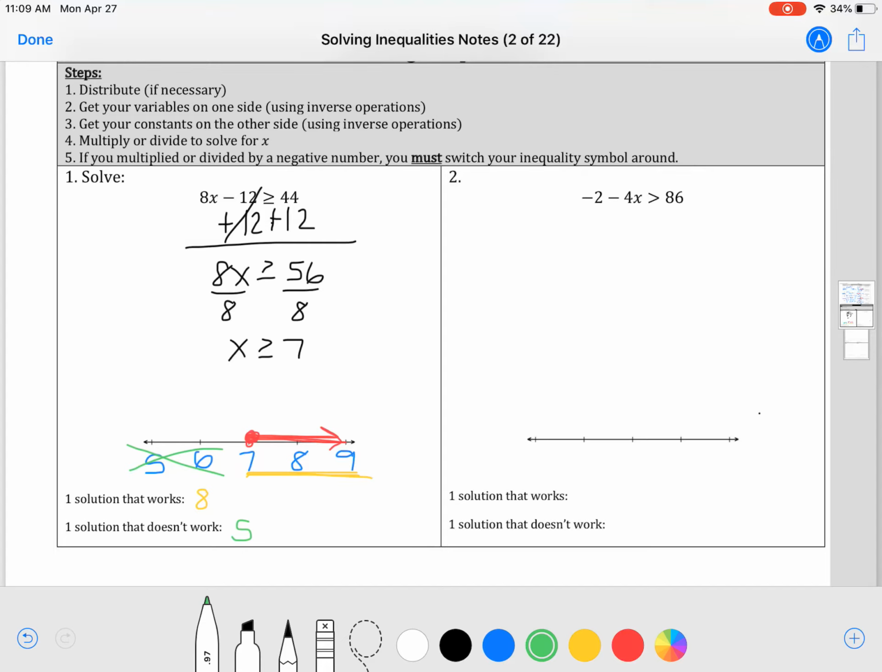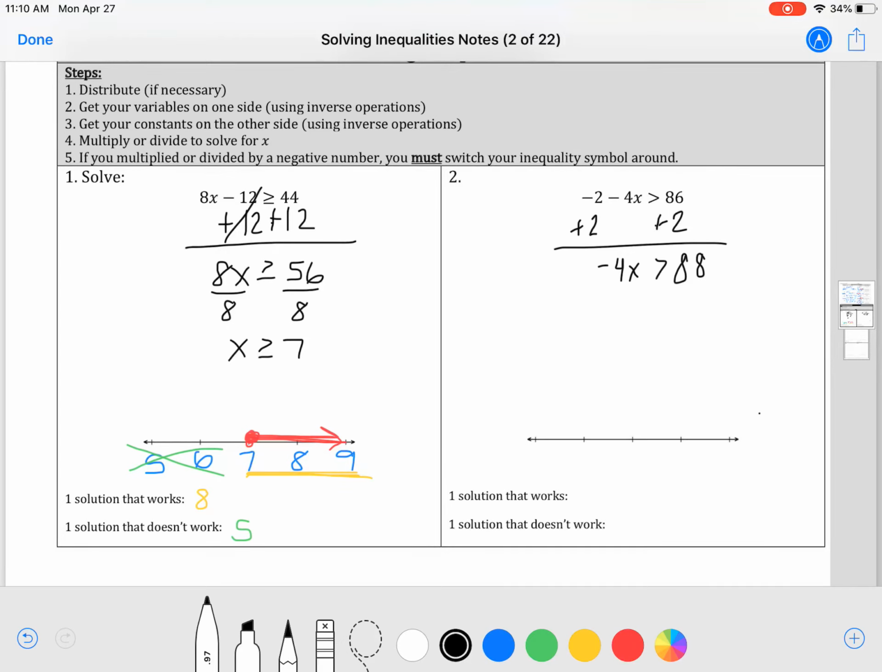Okay. Let's try another one. And this is where life gets interesting. I want x by itself, so I'm going to start by adding 2. Remember, you can pause this video at any time if I'm going a little fast for you. It's a nice thing about these videos. And I want it to be greater than, this is going to end up being 88.